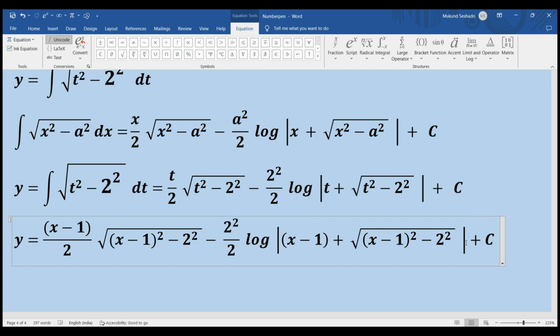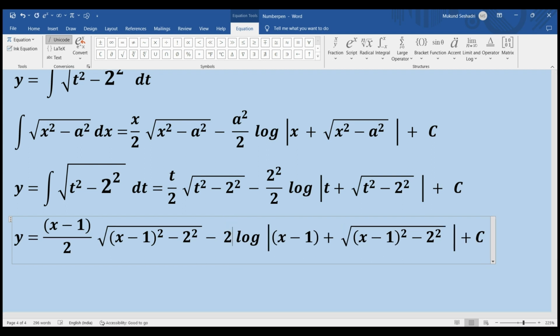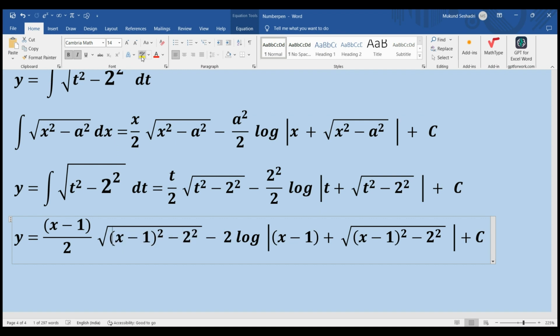We are more or less done. Take a minute to observe if we can do any further simplification in this particular expression. The answer is yes, because in the second part I have a 2 square by 2. And what is that? It's a 4 by 2. So that will become a 2. That's point number one. And then when I take a look at the expression inside the square root, right, let me highlight it in yellow. In both the parts, the part inside the log and the first part of y, I notice that I have an x minus 1 the whole square minus 2 square.